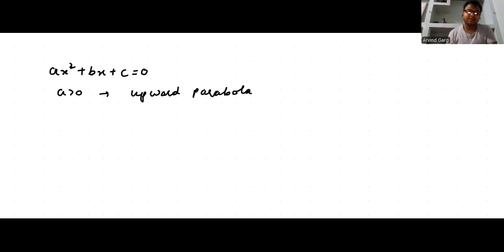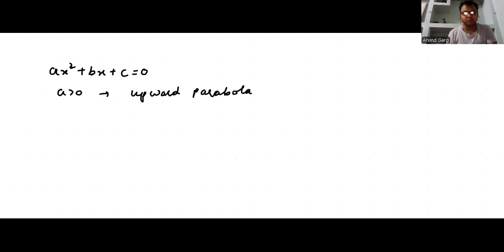So now let us consider we are having a general polynomial ax square plus bx plus c is equal to 0, or a general quadratic equation. If a is greater than 0, then it shows an upward parabola. Now, to design any graph, we need to have the vertex.